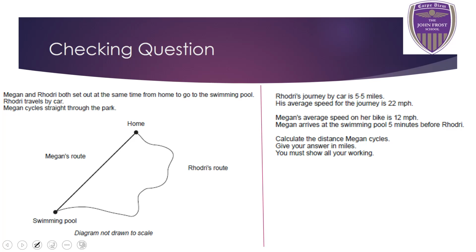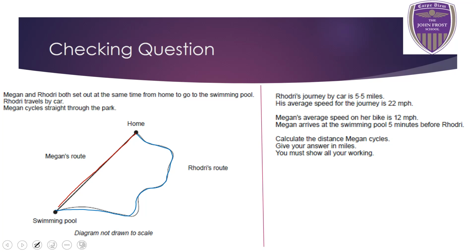Okay, this is the check-in question then. It's an exam question which was on a calculator paper. We have Megan and Rodri both set out at the same time from home, and they go to the swimming pool. Rodri drives in his car, and Megan cycles straight through the park. So we can see from that on here, this is Megan's route. She goes straight through the park, and Rodri, because he goes in his car, he takes the route that's highlighted here. So that's the situation.